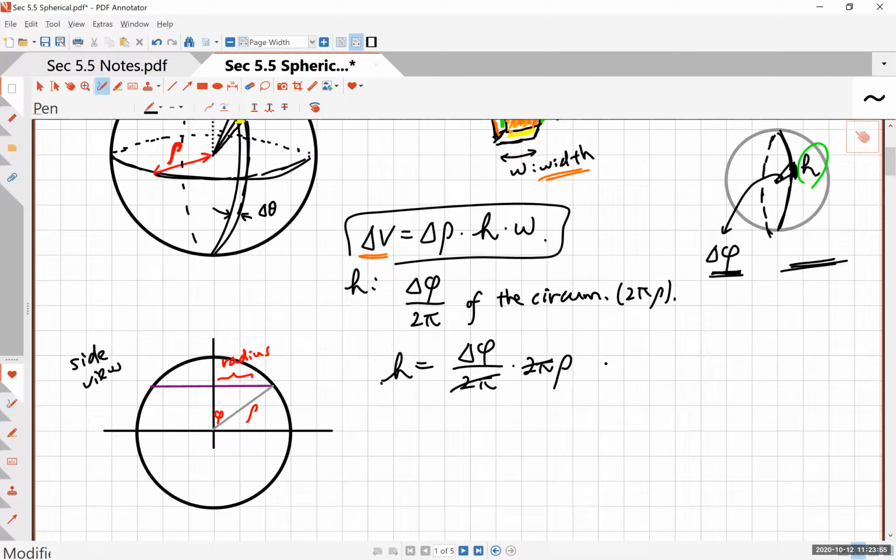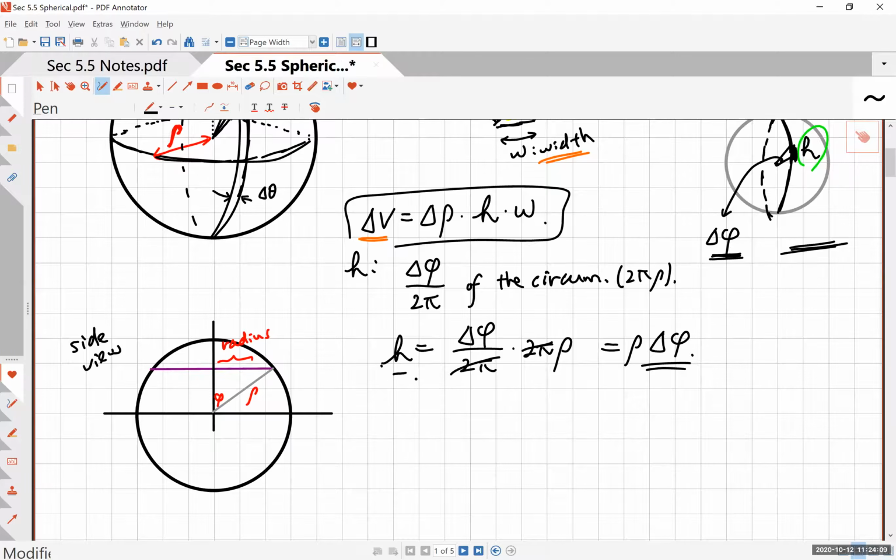Well, of course, the 2 pi's will cancel. So the answer is delta phi times rho. Okay, so it's rho times delta phi. Don't say it's all Greek to me, because yes, it is all Greek to you, right? Except H. H is English, right? Everything else is Greek here. All right, so H is rho times delta phi.